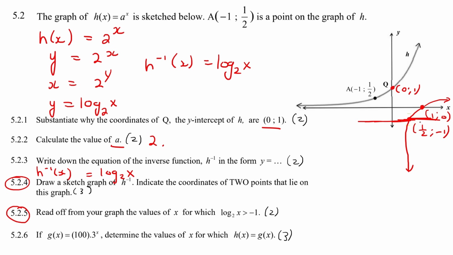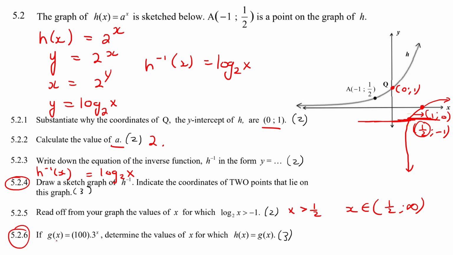And so it's when x is to the right of a half. So when x is bigger than a half. So you could say x bigger than a half. If you prefer interval notation, you could say x is an element going from half to infinity.